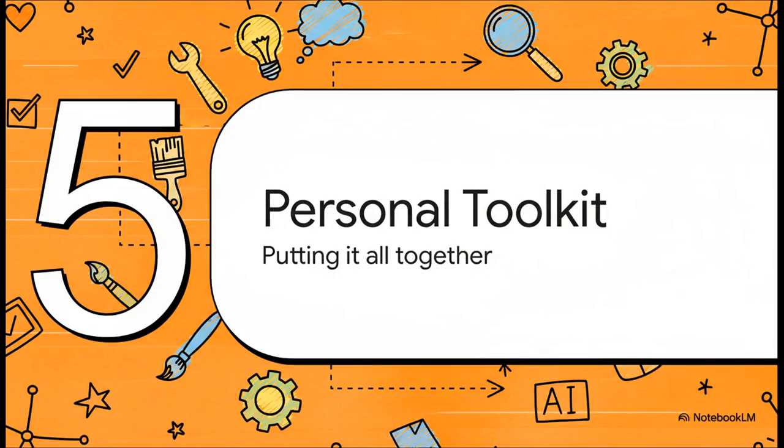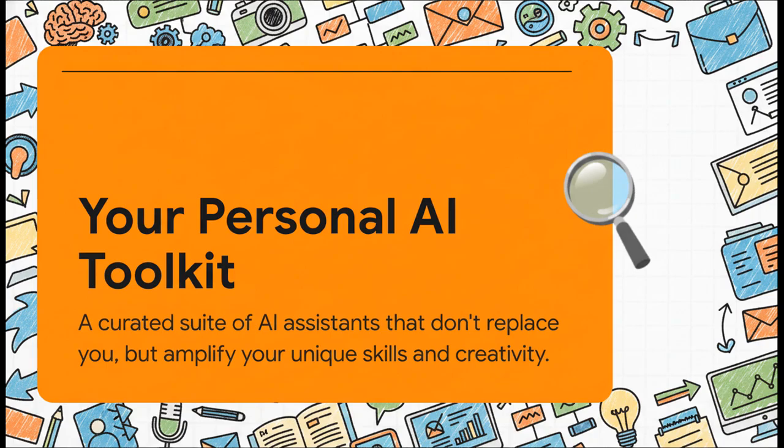So after we've met the content crew, the research assistant, and the business partner, let's zoom back out. Because the goal isn't to use all 300 of these tools. The real goal is to thoughtfully and deliberately build your own personal toolkit. And that's really the key takeaway here. Your personal AI toolkit is a hand-picked team. It's a suite of assistants that you've chosen to augment your specific abilities. They handle the repetitive stuff, the tedious tasks, the time-consuming work, and that frees you up to focus on strategy, on creativity, and on the big picture thinking that only a human can do. It's not about replacement, it's all about amplification.